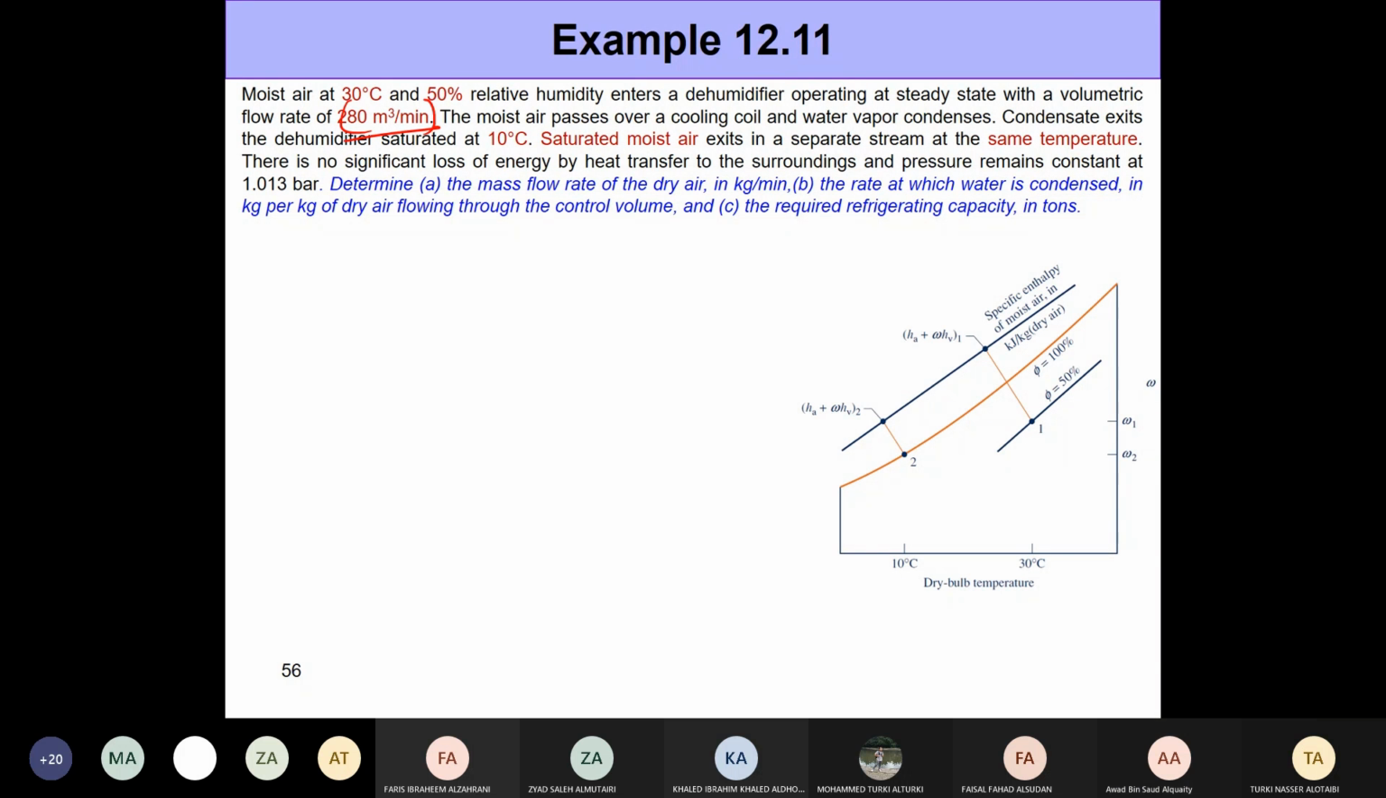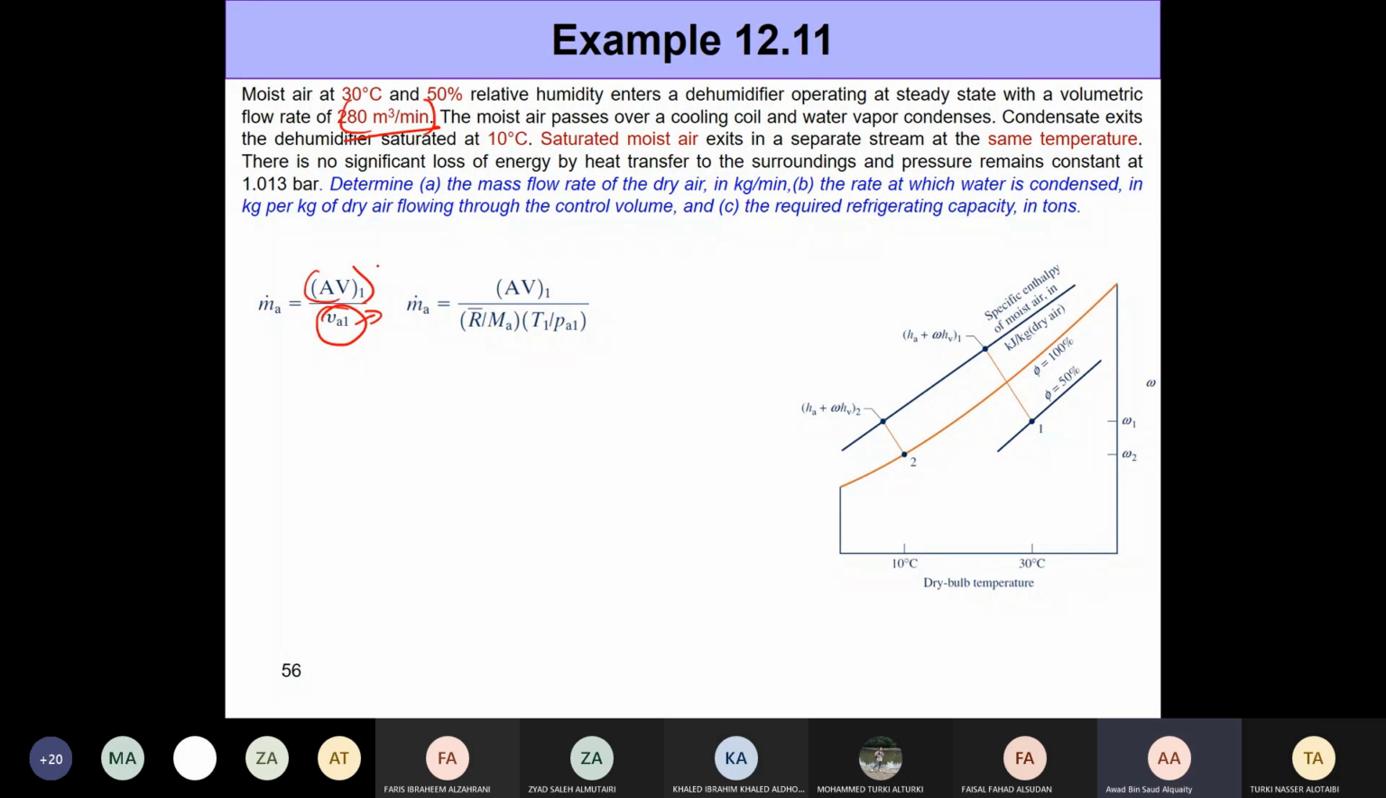Volume flow rate over a specific volume. Exactly. That's what we need to do here. There is a small twist, though, in the way we calculate the specific volume. Just as we have discussed before, if you want to calculate the mass flow rate from volume flow rate, you divide the volume flow rate, which is this part right here, by the specific volume.